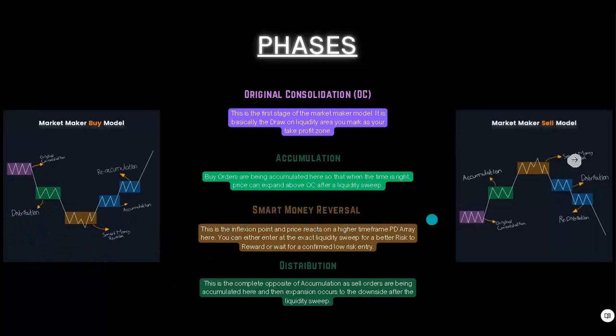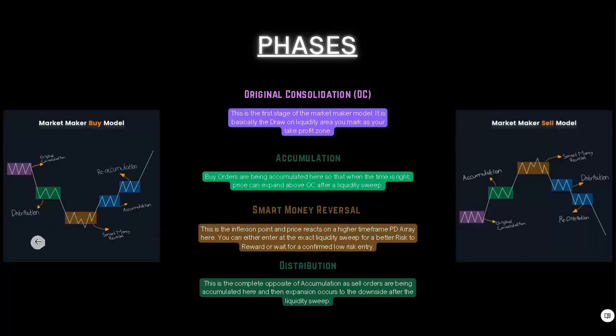So smart money reversal right here. This is the inflection point, meaning this is the turning point. This is where price turns from a downtrend to an uptrend, or from an uptrend to a downtrend. This is the inflection point, and price reacts on a higher time frame PD array here. Do you remember the PD arrays I was showing you? The FVGs, the order blocks, and the liquidity.